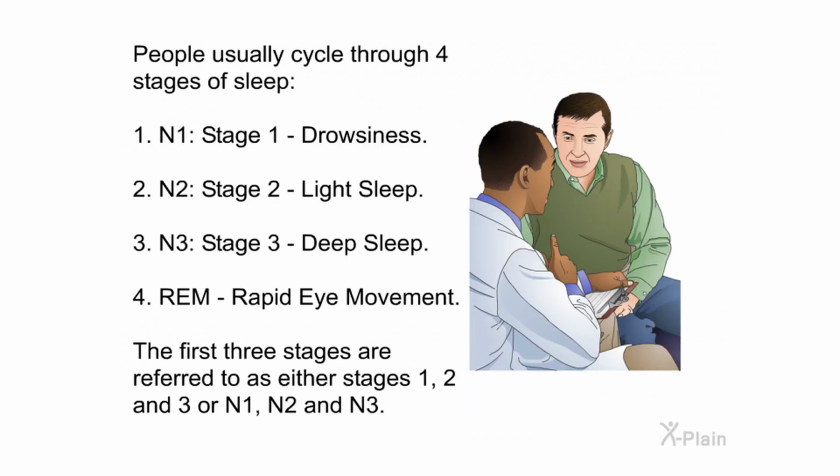People usually cycle through 4 stages of sleep. 1. N1, Stage 1, drowsiness. 2. N2, Stage 2, light sleep. 3. N3, Stage 3, deep sleep. 4. REM, rapid eye movement. The first 3 stages are referred to as either stages 1, 2, and 3, or N1, N2, and N3.